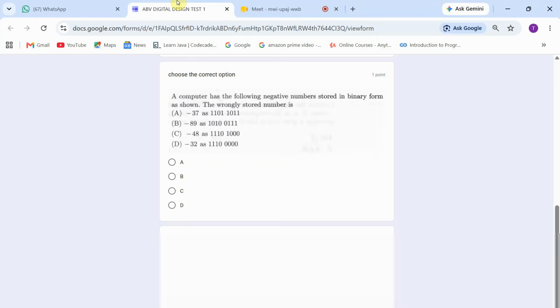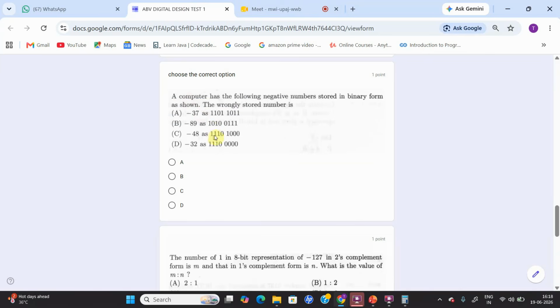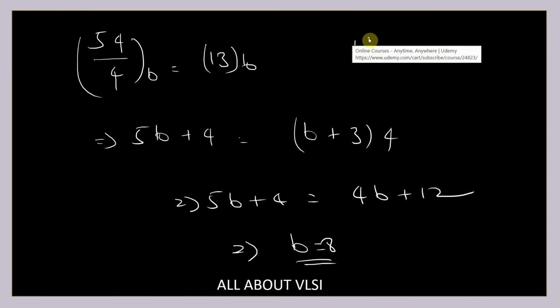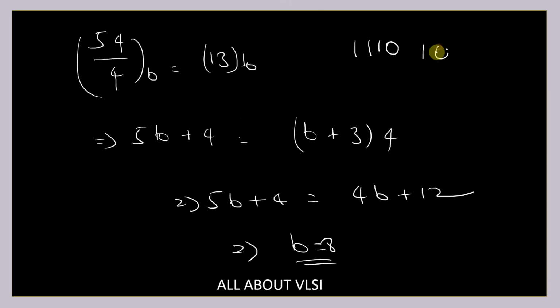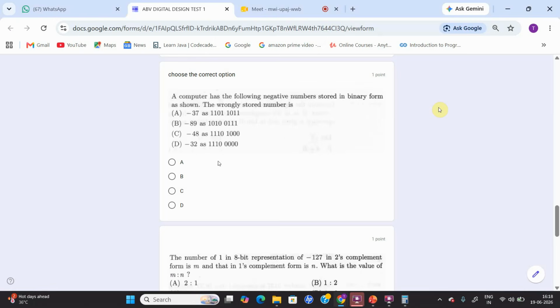Option C. So you can basically convert this. You can perform one's complement on this, which is nothing but 1110 and 1000. If you perform ones complement on it, it is nothing but 0001 0111. And if you convert it into decimal, you will get to know whether it is a correct one or not.